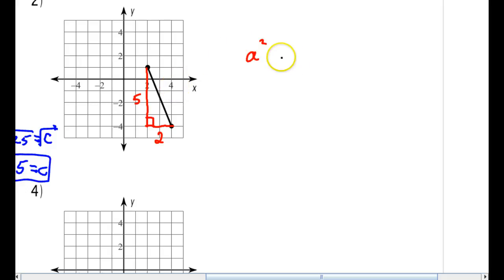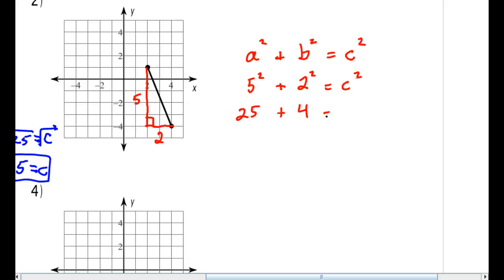Let's do the actual calculation. Very good. We have, remember, 5 and 2 are interchangeable with a and b. I could put 2 squared plus 5 squared. It all comes out to the same number, 29. All right. So what does c equal? What does c equal?